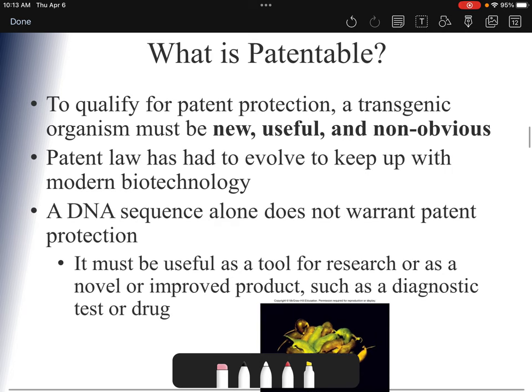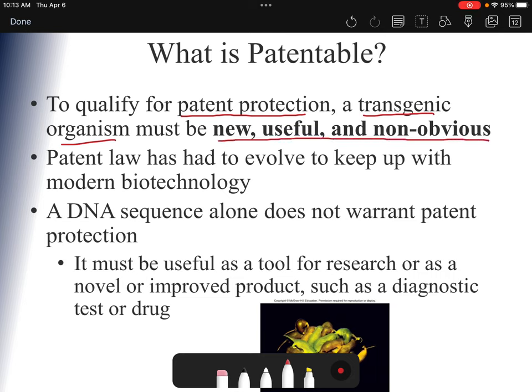Now, one of the things that arose because of taking genes from one organism and inserting it into another to make various products, maybe such as insulin or other types of useful drugs, is that a lot of that now can be subject to being patented. And so one of the things that they have to look at in order to have patent protection, the transgenic organism must be new, useful, and non-obvious, meaning it has to be something that nobody's come up with before, that is used for a very specific purpose, that's useful in some way to help humans.